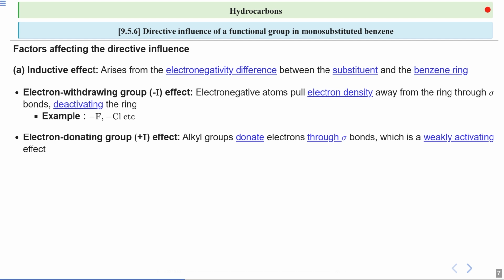Coming to the electron donating groups, they show a positive inductive effect, or plus I effect. Alkyl groups like methyl or ethyl push electrons towards the benzene ring through sigma bonds. This slightly increases the electron density in the ring, making it a bit more reactive, or weakly activating it for further reactions. For example, we can have a CH3 group or a C2H5 group as an electron donating group. They make the benzene more likely to react at certain positions with respect to the incoming electrophile, but their effect is weaker compared to other activating groups.